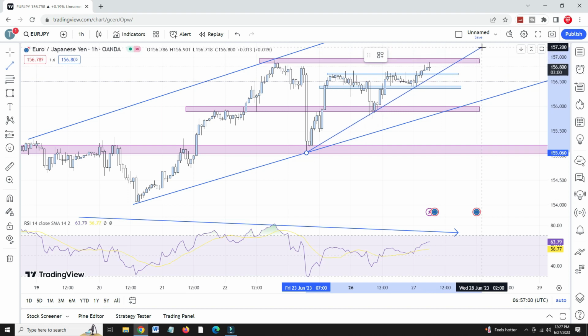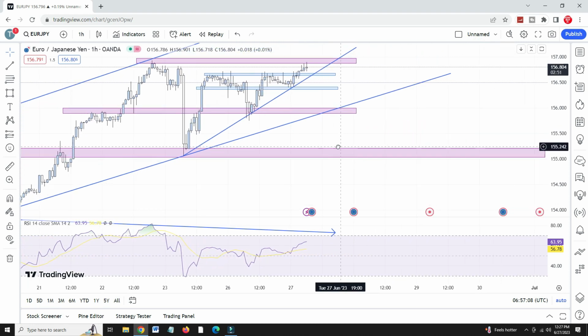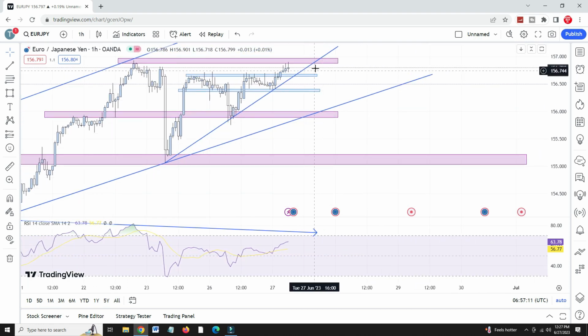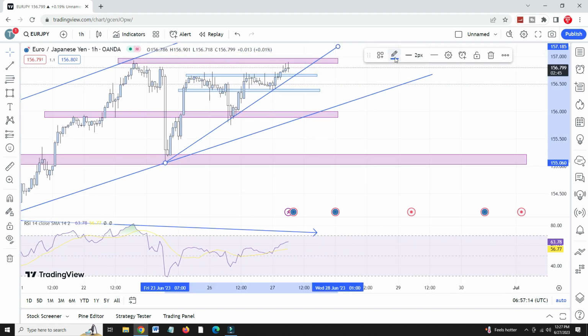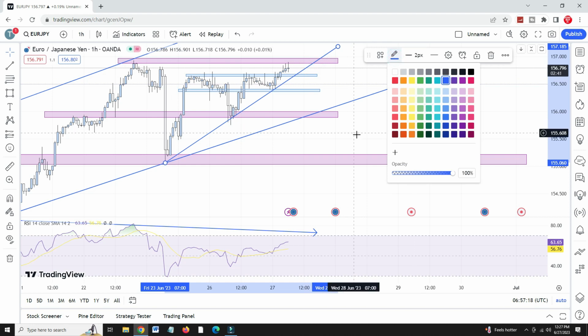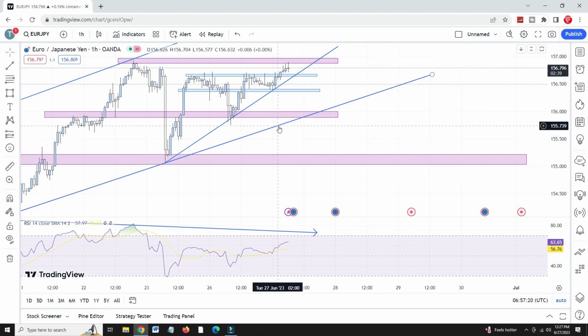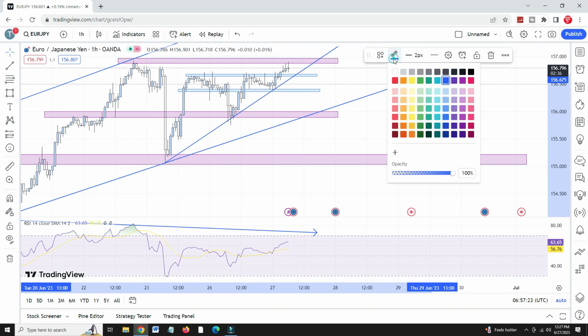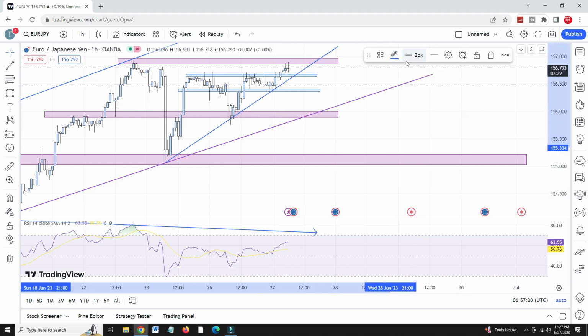Now what I do is I don't take it exactly from wick to wick or from body to body. I take the maximum touches. That's how it works best for me. And let's give this another color. This remains a blue, and I will change the trend lines of 4 hours into purple. Makes more sense? Yep. So here goes.